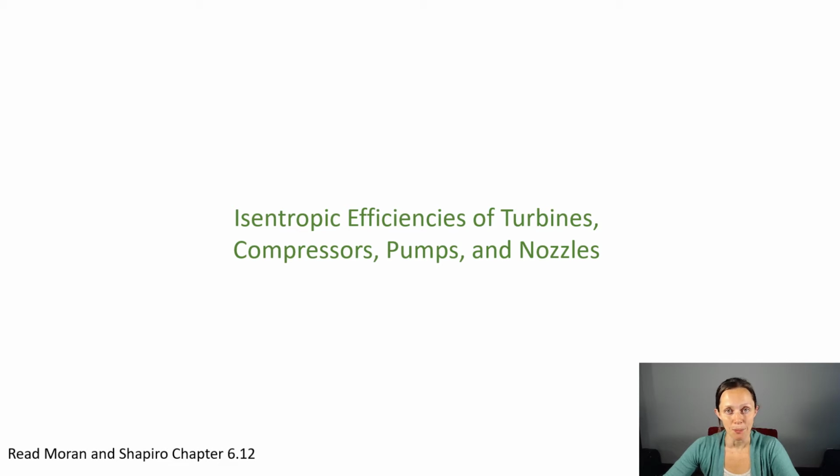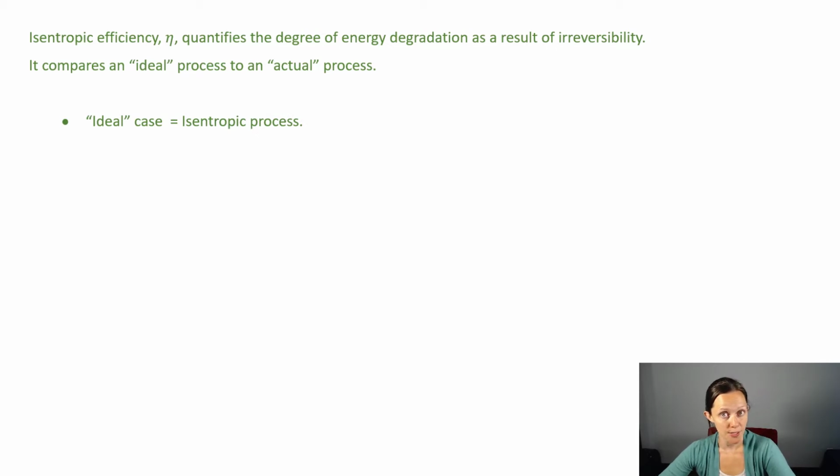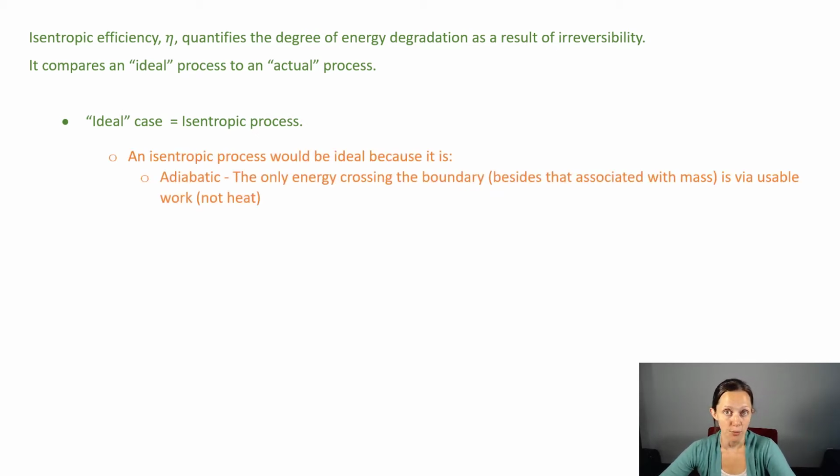In this segment we're going to talk about isentropic efficiencies, and isentropic efficiencies allow us to compare the isentropic, or the ideal case, to the non-isentropic case. So that ideal case, that's our isentropic process, and an isentropic process is adiabatic and reversible. Adiabatic meaning that the only energy crossing the boundary is in the form of work, usable work, not heat transfer. So if you do have usable work, this is a good thing.